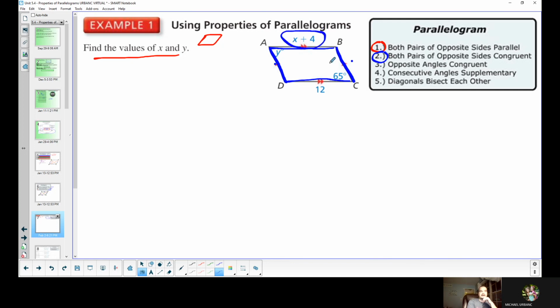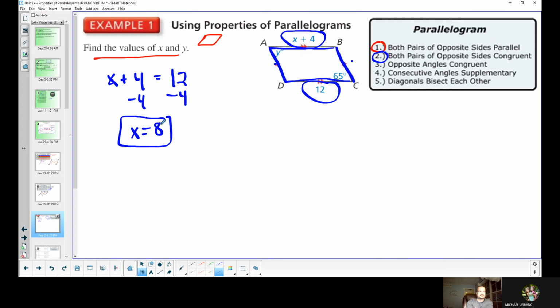But since the top and the bottom are congruent to each other, way back in the day, anytime you have 2 segments that are congruent to each other, you can set them equal to each other. So x plus 4 is equal to 12. And then by this point in time, you guys don't need any assistance solving that. X is equal to 8. And so that was one of the values that they asked us to find.